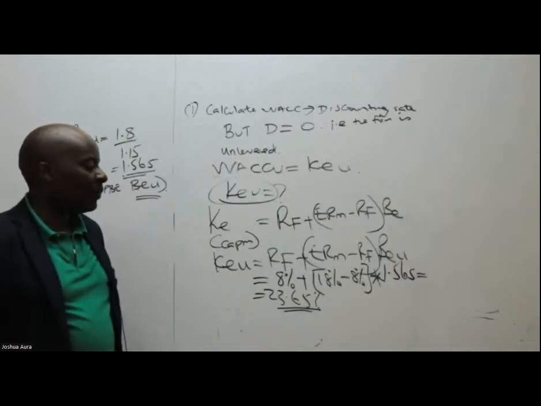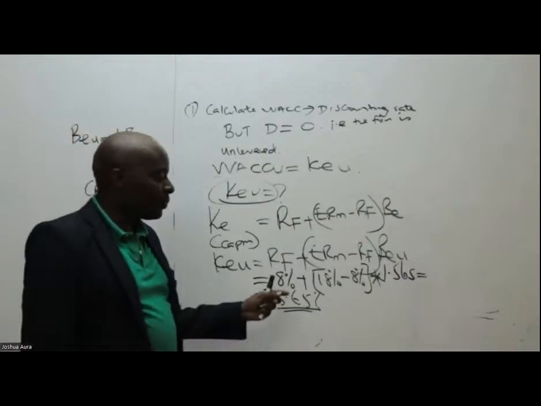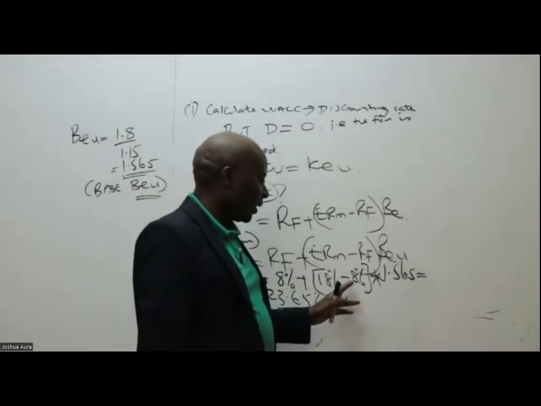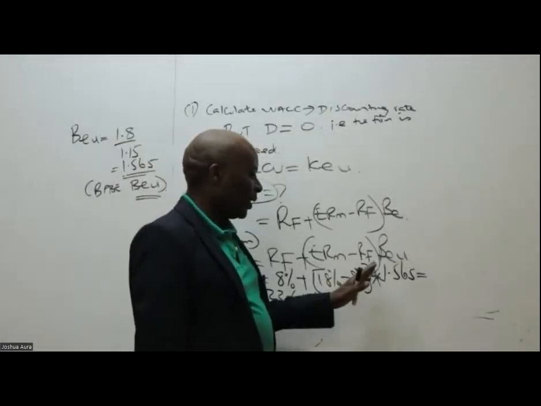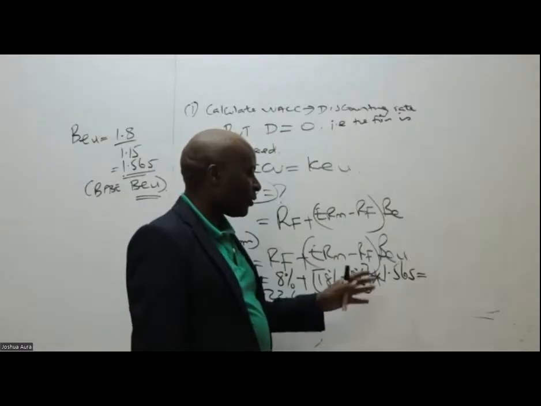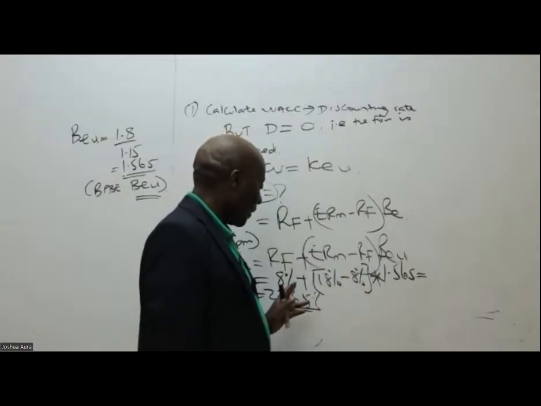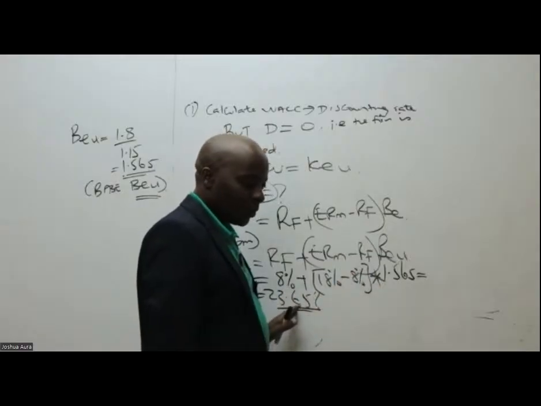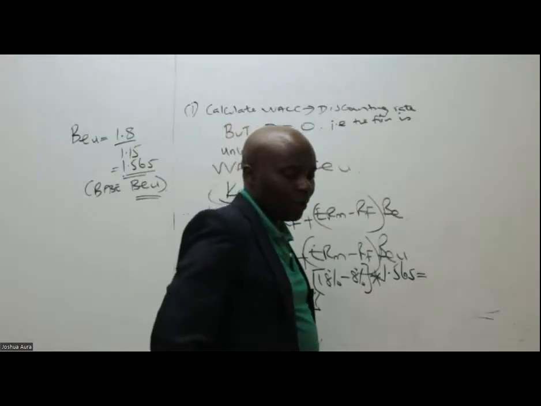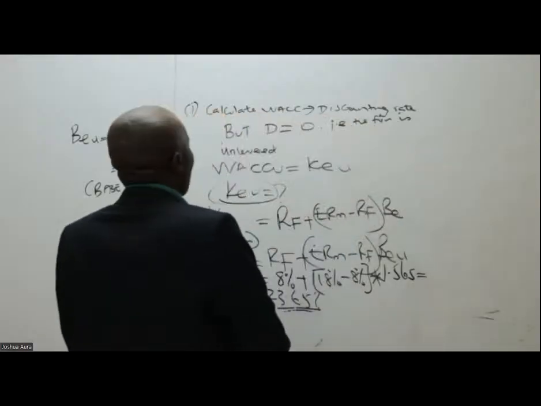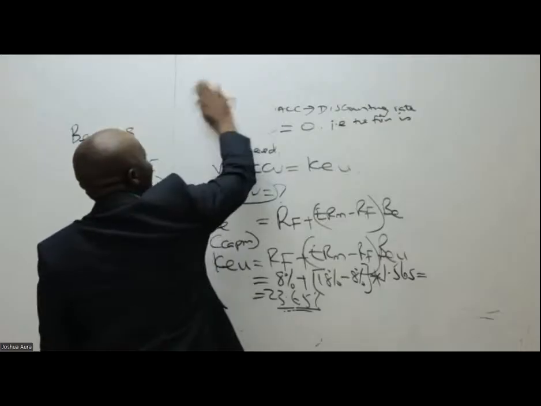Bansi has confirmed. So please remember it's the bracket first. 18 minus 8 gives me 10. 10 times this will give me 15.65%. So 8 plus this for sure will give me this. Thank you very much. So now we have been able to answer number 1.